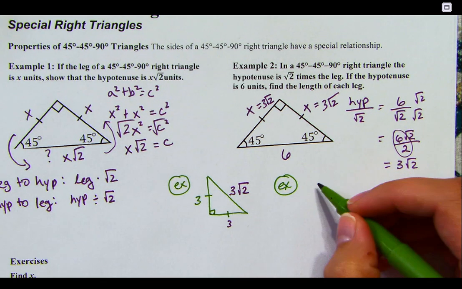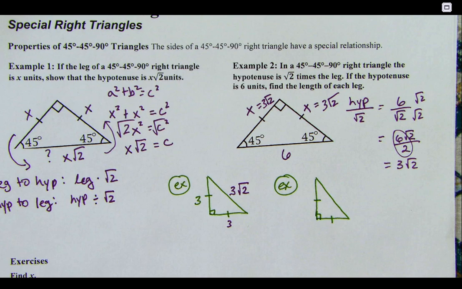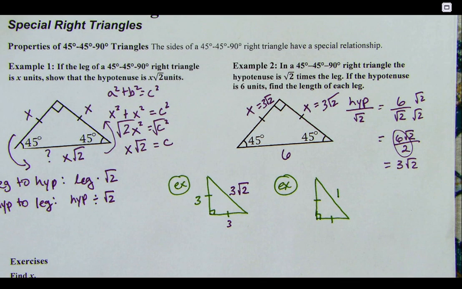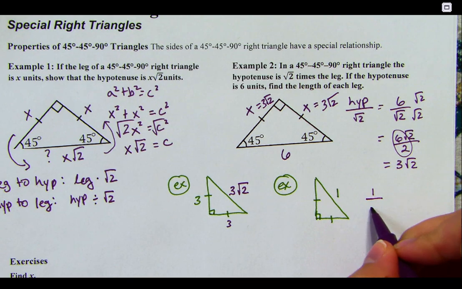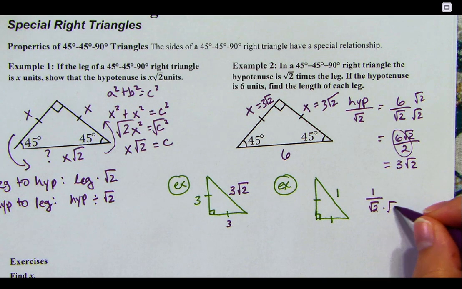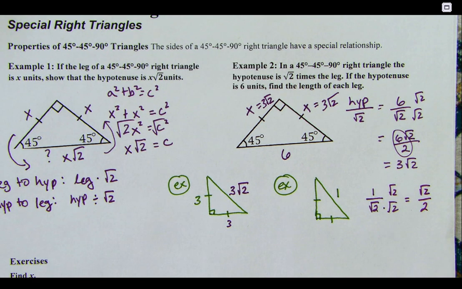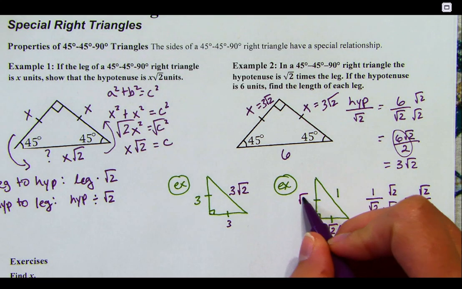Let's do another example. Again, we're working with our 45, 45, 90, and I'm going to label my sides as congruent. I'm going to tell you that the hypotenuse is 1, and I want to know the length of the legs. So we take the hypotenuse, 1, and divide it by the square root of 2. Then I need to rationalize, so I multiply by the square root of 2 and get the square root of 2 over 2. This time I can't simplify that fraction, so that is just going to be my answer for each of those legs.